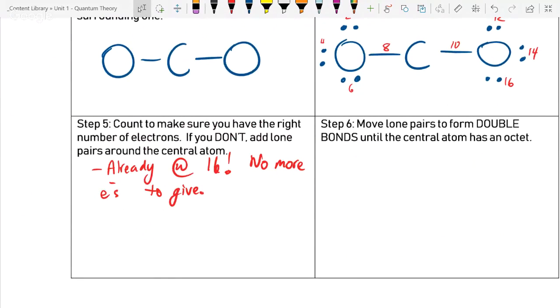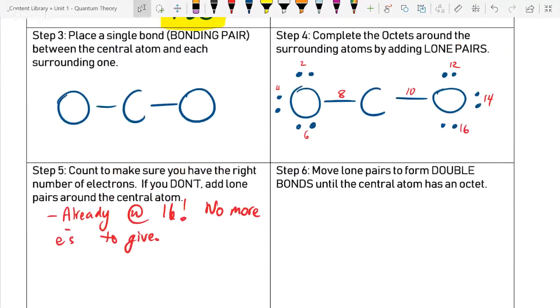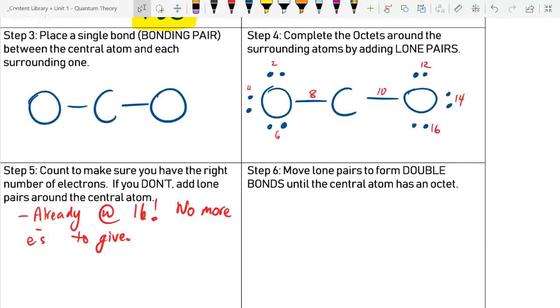But is everything happy here? Is this oxygen stable? Well, how many electrons does it have? 2, 4, 6, 8. So is oxygen stable? Yeah. Sure. And this oxygen over here is identical, obviously, so it is stable. 2, 4, 6, 8. Does that make sense?